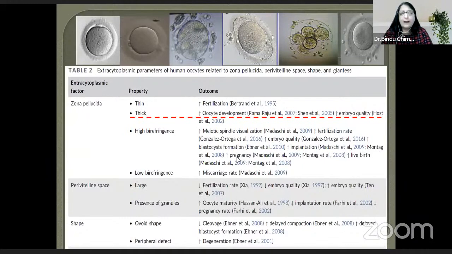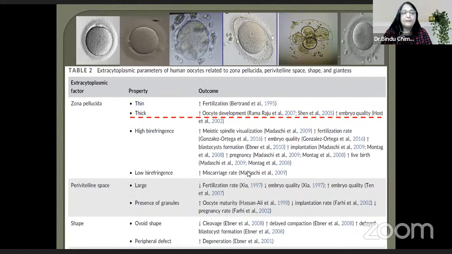So apart from this, the birefringence of the zona, again here a lot of work has been done. And Dr. Subhashri has already mentioned. So apart from that, there is the perivitelline space, a large perivitelline space around the oocyte shows decreased fertilization rate, decreased embryo quality, but then there is again another paper which contradicts, saying that a large perivitelline space may enhance the embryo quality. Well, personally, I feel the large perivitelline space at least is not a good predictive factor for good quality embryo.